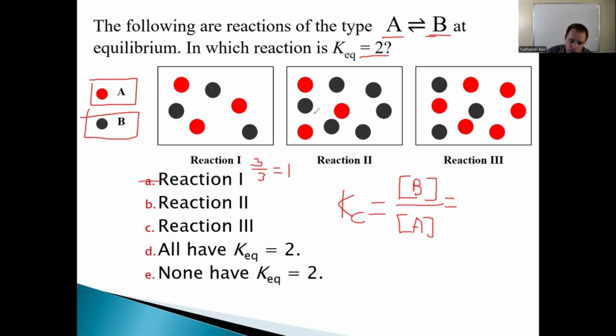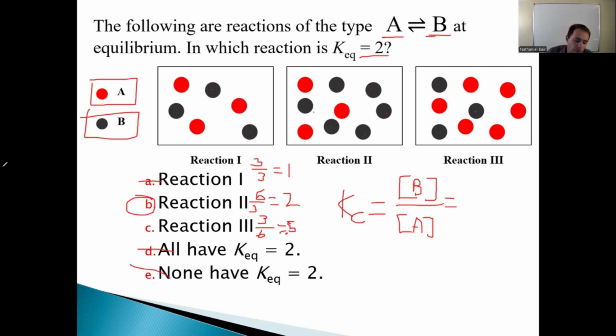Let's do reaction 2. Here we have 6 B's and 3 A's, and this is going to be your winner. 6 divided by 3 is 2. That one is representing an equilibrium constant of 2. Here we have 3 B's and 6 A's. So this is going to be the inverse of that, right? This would be 3 products, 6 reactants. That would be 0.5. So that is obviously not it. The answer is reaction 2.